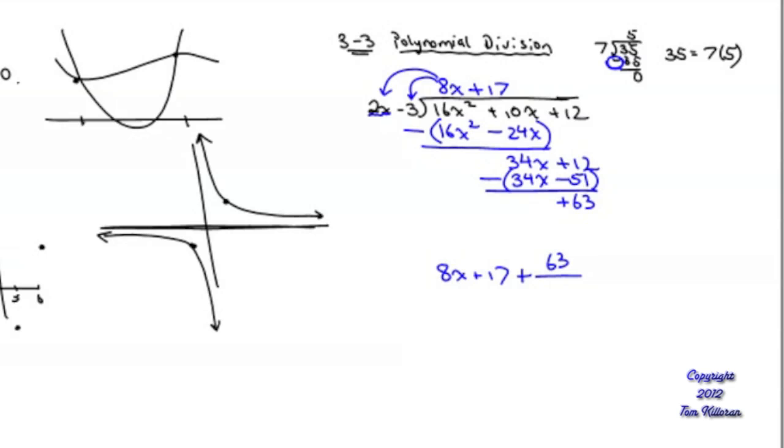2x minus 3. You're not going to write R. When I was in school, I wrote R and 63.